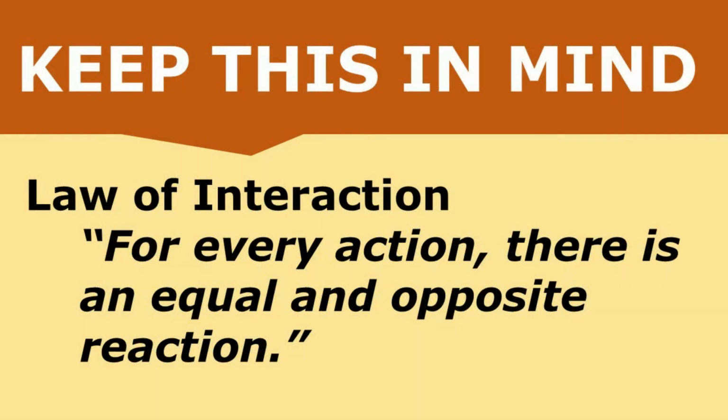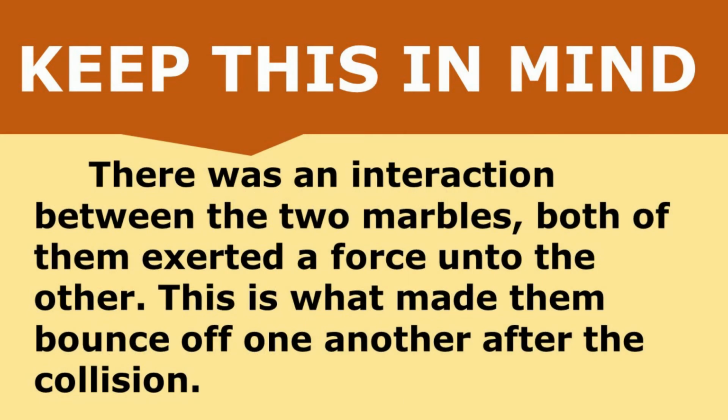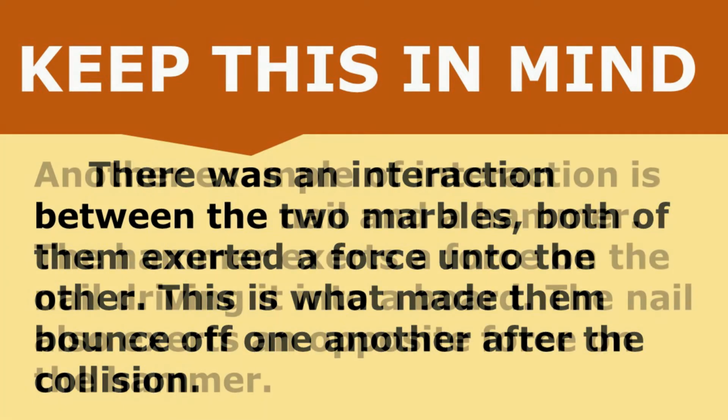Keep this in mind. Law of interaction states that for every action, there is an equal and opposite reaction. There was an interaction between the 2 marbles. Both of them exerted a force onto the other. This is what made them bounce off one another after the collision. The forces they exerted are of opposite direction from one another, but the forces are of equal magnitude.